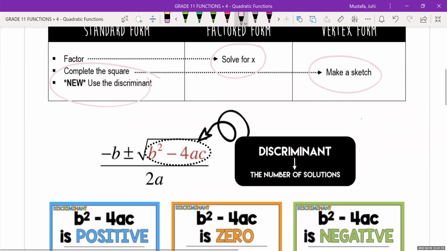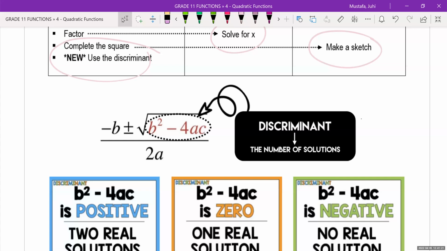So what exactly is the discriminant? It is the binomial that can be found under the square root sign, not including the square root sign. So we're just going to be looking at b squared minus 4ac. And that discriminant tells you the number of solutions.